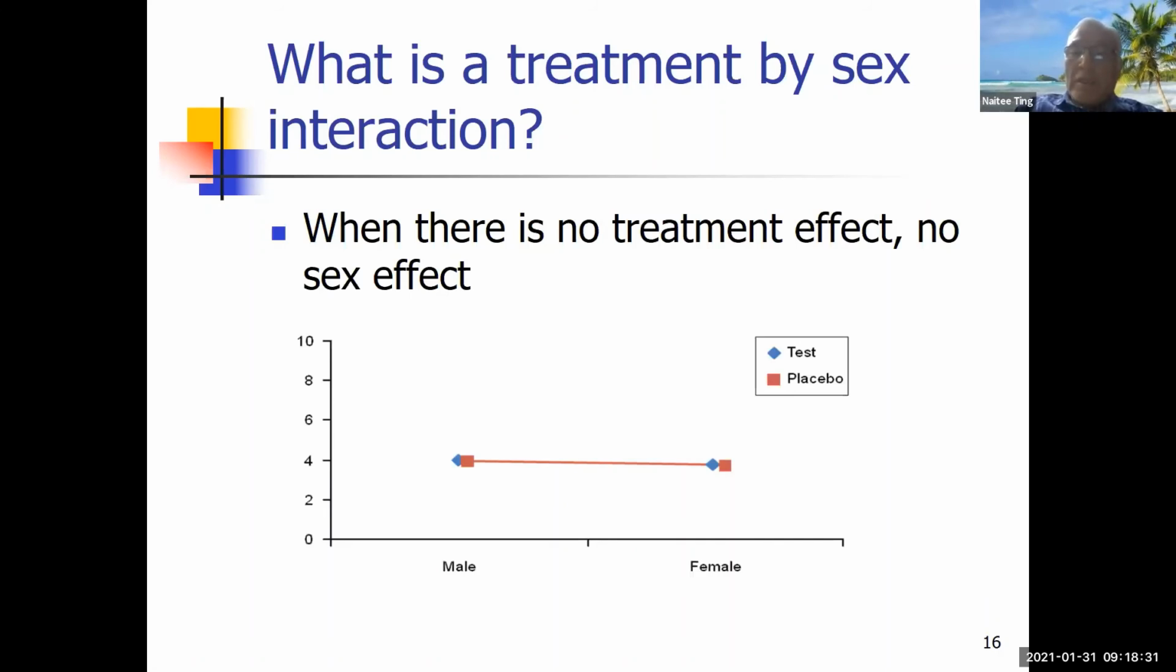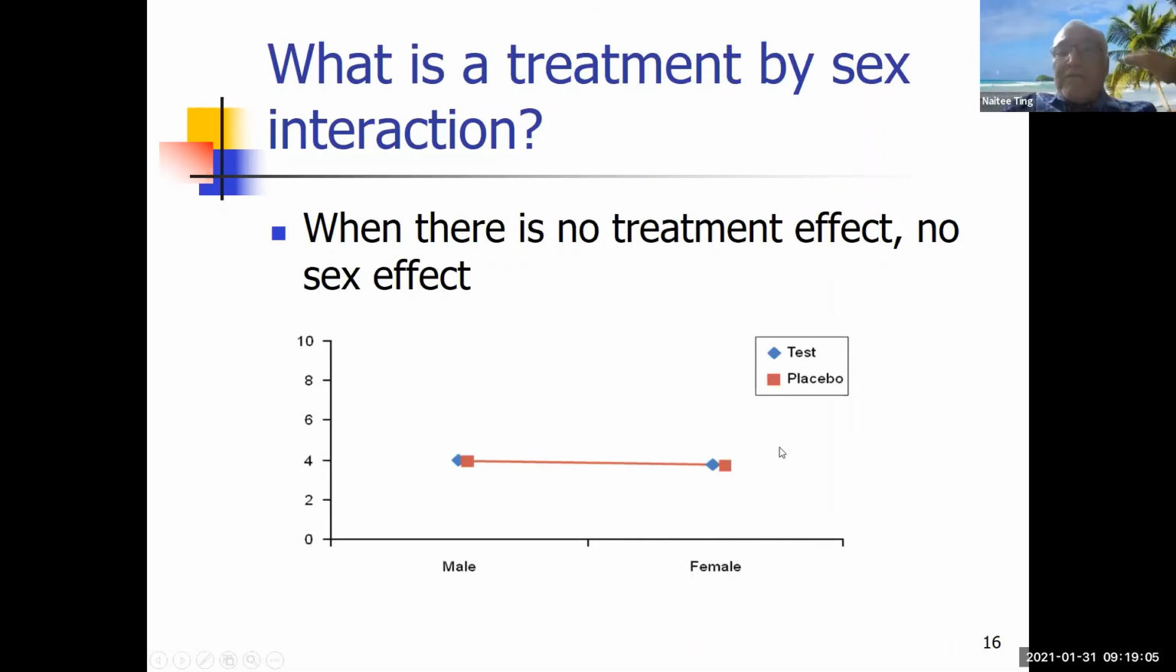Now, if I have 2 treatment groups, test drug and placebo, and I have male and female, I now have a total of 4 subgroup means: male placebo mean, male test drug mean, female placebo mean, female test drug mean. Now, if there's no treatment effect and no gender effect, the 4 subgroup means are the same. That's very clear, right? No treatment effect, no sex effect.